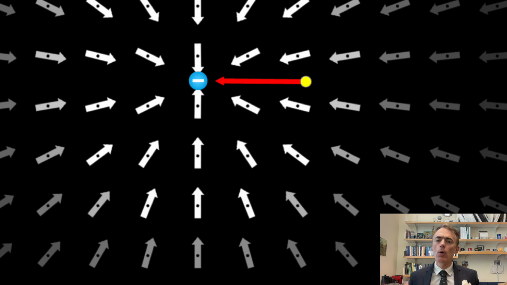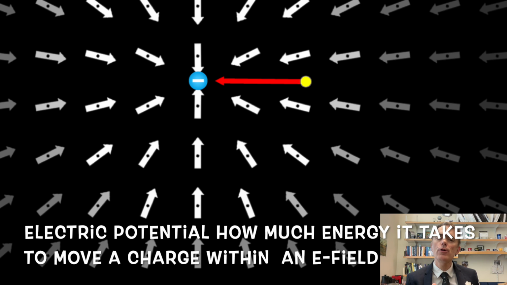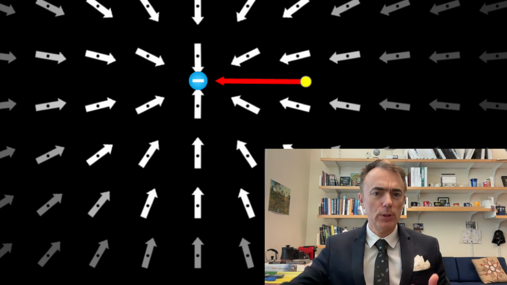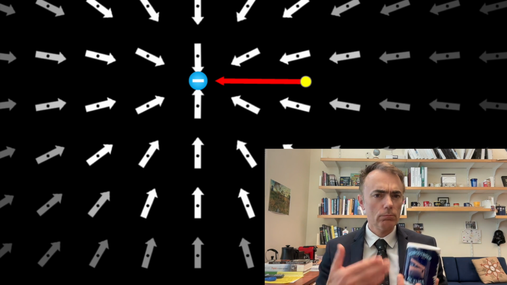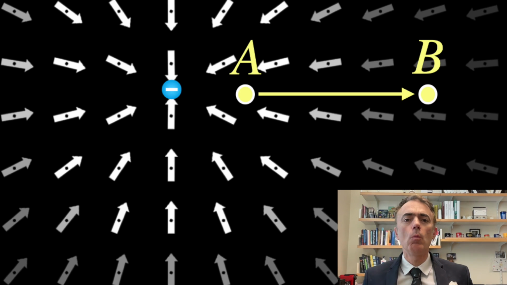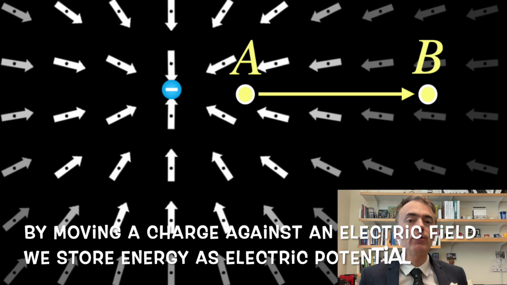Alright, now here's the key idea. Electric potential is all about how much energy it takes to move a charge within an electric field. Think of it like gravitational potential energy when lifting an object against gravity. Similarly, when we move a charge against an electric field, we are storing energy as electric potential energy.